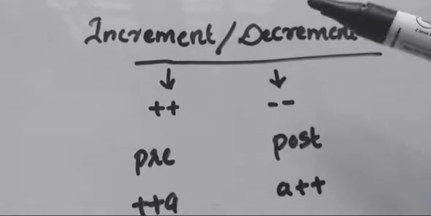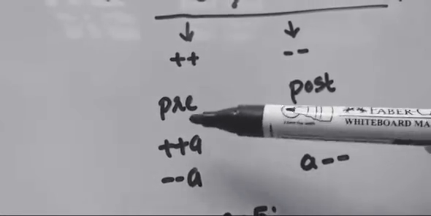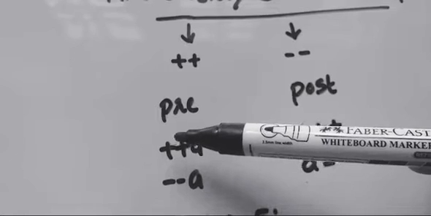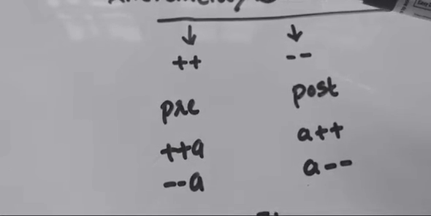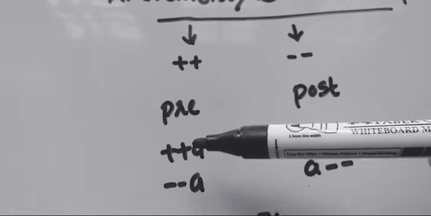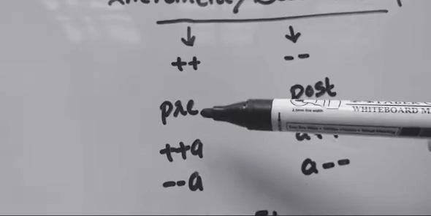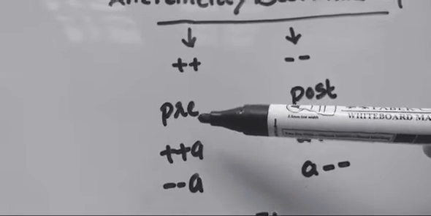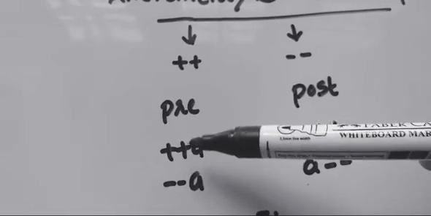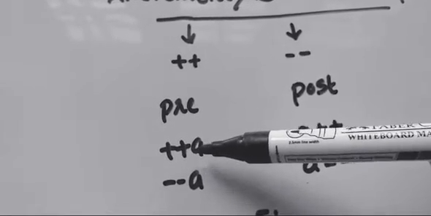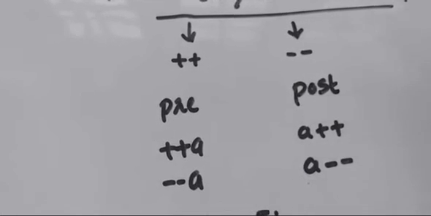So let's see how we can apply it. Here a is a variable. Before the variable a, when two plus symbols come, it is an increment operator. So what type of increment is it? It is a pre-increment operator. The meaning of pre is before. Before the variable, when the operator comes, it is known as pre. This is pre-increment, the plus plus before the variable.